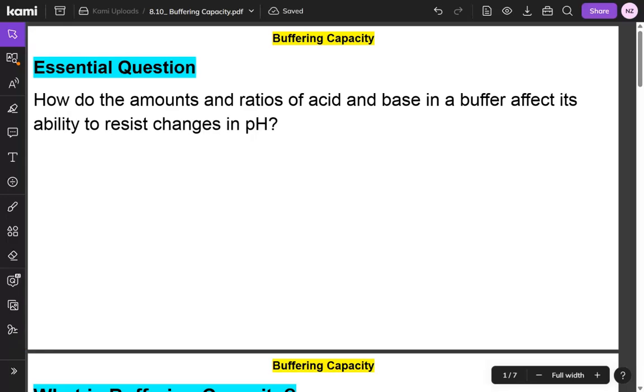In this video, we're going to go through buffering capacity, and we're going to answer the question, how do the amounts and ratios of acid and base in a buffer affect its ability to resist changes in pH?